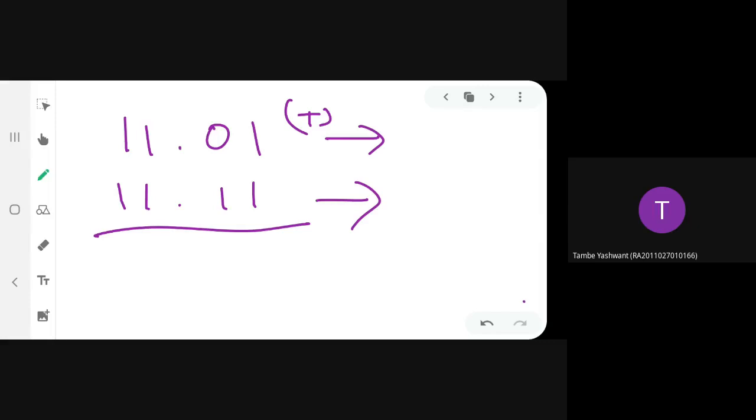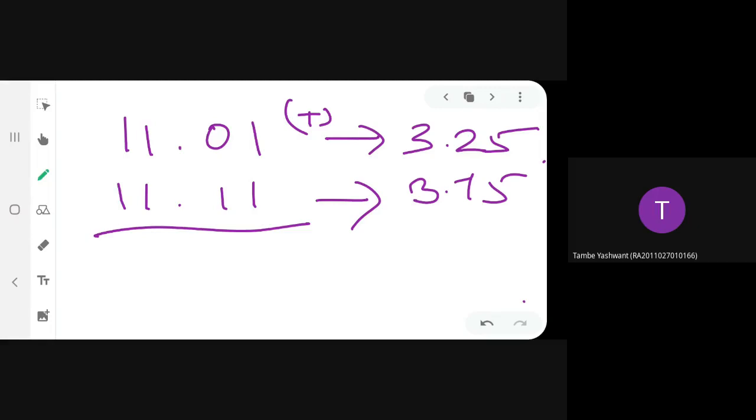Are you people trying to do it? 3.5 and 4.5? 3.5 or 3.25? Calculate it properly. 11.01 is 3.25, and 11.11 is 3.75. All got this answer: the decimal equivalents are 3.25 and 3.75.